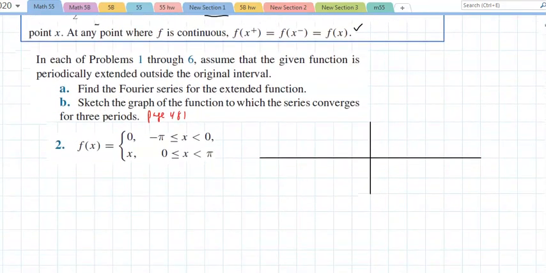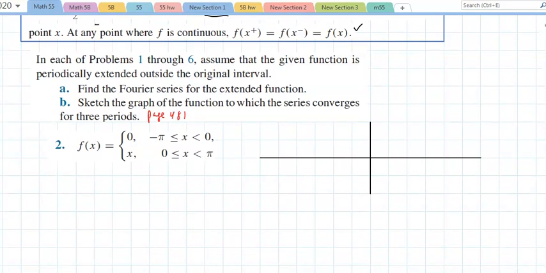We start off with the first problem, page 481, problem number 2. It says, find the Fourier series for the extended function, sketch the graph of the function to which the series converges for 3 periods. So if I look at this, from negative pi, let's say this is negative pi, to 0, that is just 0. And from 0, let's say that's pi, this here would be y equal x, so it would look something like this. One end excluded, the other end included.